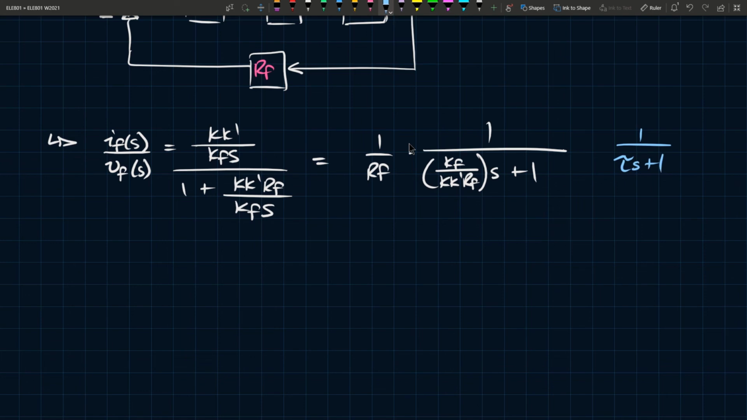right? And this therefore is your time constant. And this is a DC gain, right? In control theory, we do this all the time where we model things in a 1 over tau s plus 1 form. Sometimes it's a K over tau s plus 1, and K is your gain, DC gain, or steady state gain, sometimes it's referred to.